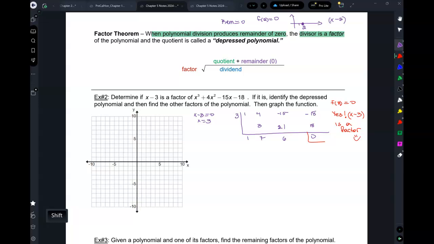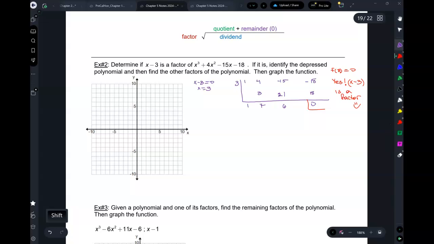So now, let's go back to what our question was saying. Determine if x minus 3 is a factor. Now it is. Now it's saying, if it is, identify the depressed polynomial and then find the other factors of the polynomial. The depressed polynomial is what you get after you do the synthetic division. So from this, we know that one factor is x minus 3. From this, we're going to get x squared plus 7x plus 6.